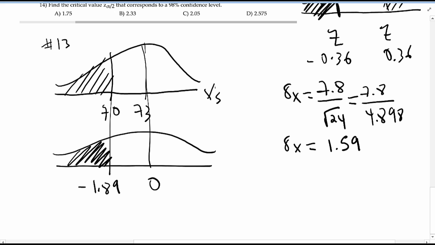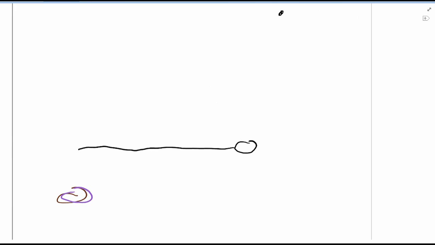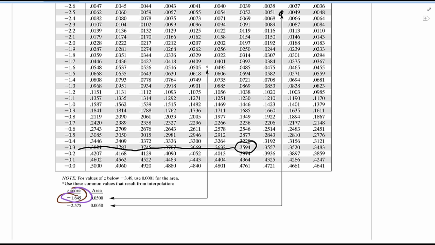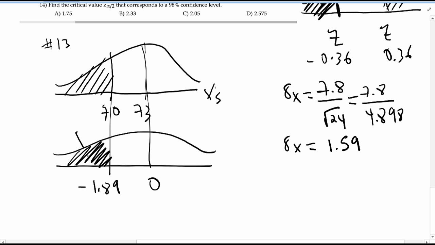How do we find that area? We go to the negative table that corresponds to the value of 1.89, and we want to know the percentage of values below it. Negative table, 1.8, and then the last column, 0.0294. That's about 3% of the values.